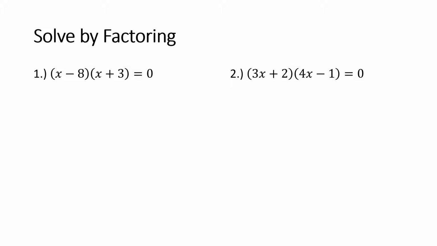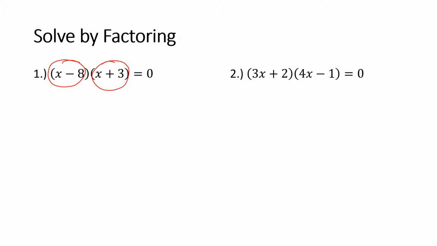Let's look at example 1. In example 1, the quadratic equation is already factored for us. So what we see is a multiplication problem. We see that x minus 8 times x plus 3 equals 0. Now, at first glance, you see the parentheses, and some of you might want to distribute that, but it's actually already as easy as it's going to get here.